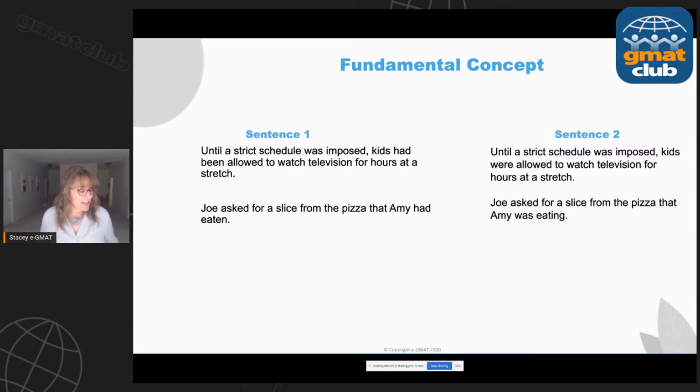So we definitely hear 80% of you chose sentence 2, which is great. That's what I wanted to see. Sentence 1, the logic you should have used is until a strict schedule was imposed, kids had been allowed.